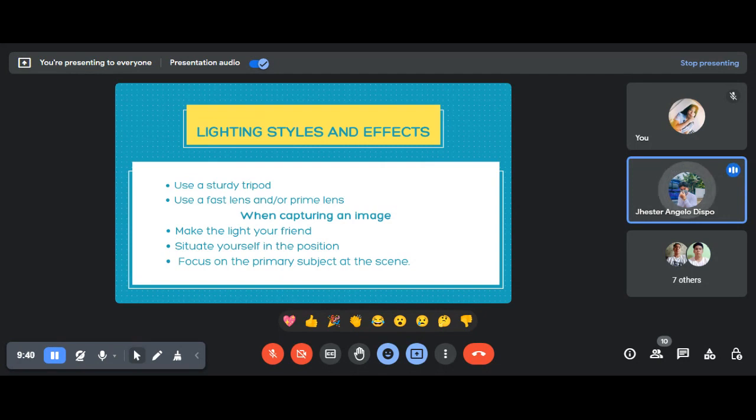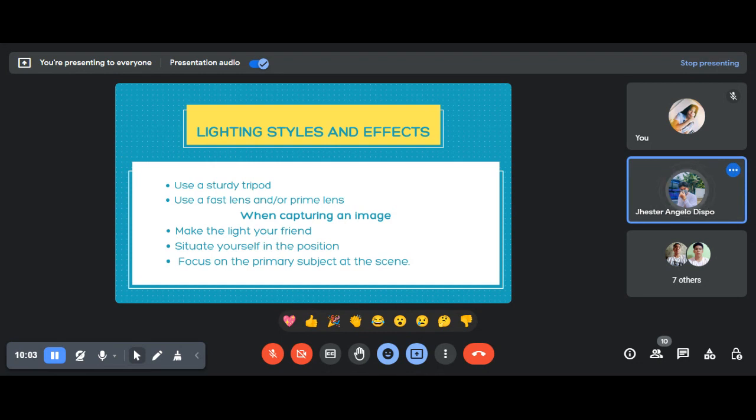It is also useful to use a fast lens and/or prime lens that has a large aperture near f2.8 to allow as much light as possible onto the imaging sensor. When capturing an image, make the light your friend.